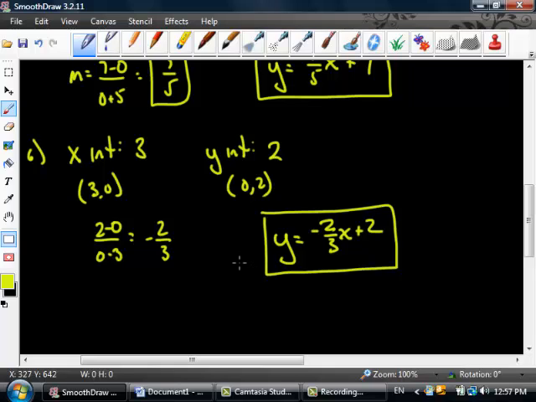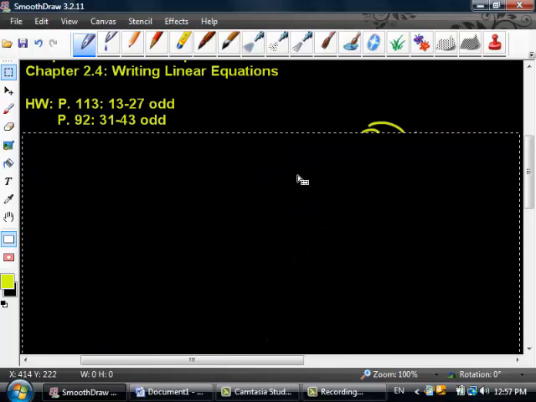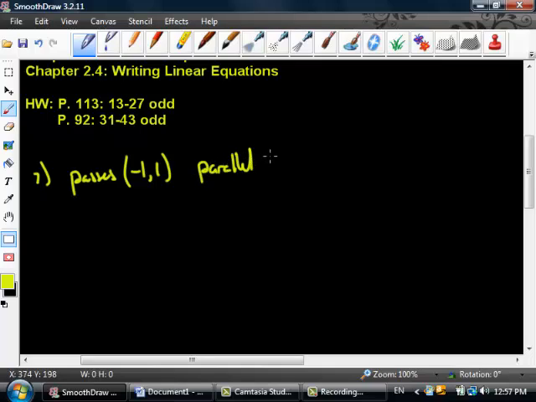Okay, one more thing that they can do to make this difficult for you would be to give you something to think about when you do this. If I wrote a problem, what number are we on? 7? If it passes through negative 1, 1, and it's parallel to y equals 2x minus 7.